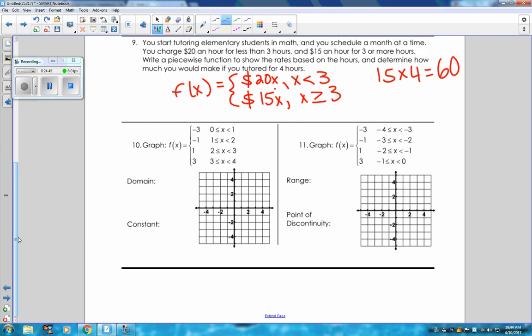Y'all have -5, -5, -3, -3, -1. Okay, I have it on my paper, so just kind of ignore these numbers. And we're graphing the one that's on your paper. So my lines start off at -5, -3, -1, and 2, and 5. So those are my restrictions.